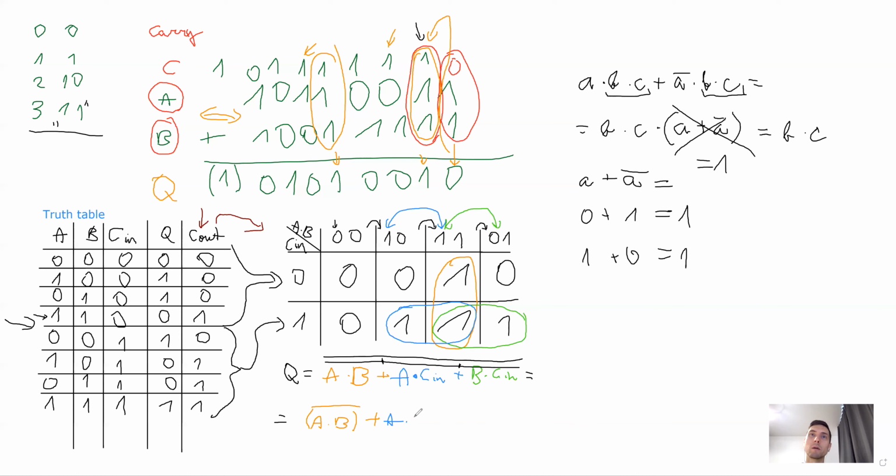A and carry in inverted, so it's A NAND carry in plus, and in the green, B times carry in inverted, so it's NAND. Oh, sorry, and I didn't change the signs. Sorry, this will be multiplication. So times and times. And the black inversion sign on top stays like this. And this is our expression using only NAND.